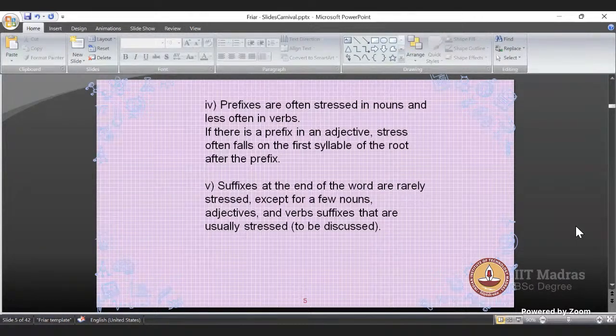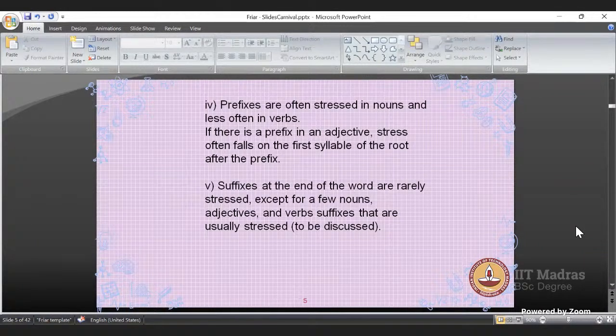They don't take it on themselves, but they can affect the way syllables are marked for the other part of the word. It can cause changes in the way stress is marked on the rest of the word, but they may not take a stress on themselves. That's the point. The same goes for prefixes also. They may not take it on themselves unless they occur in nouns.